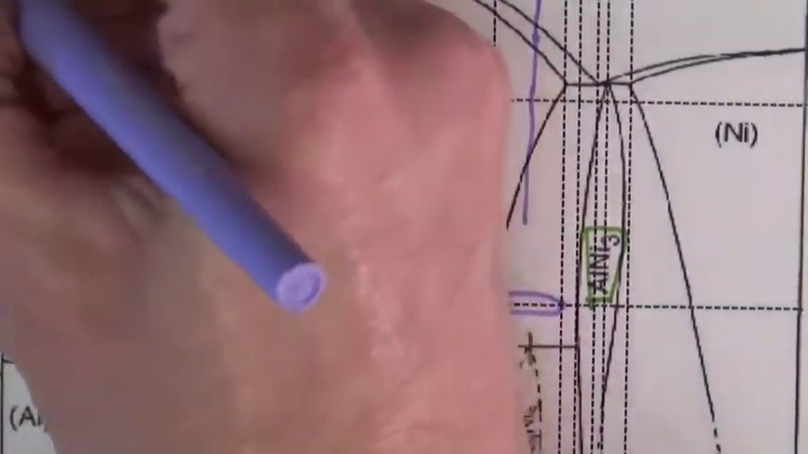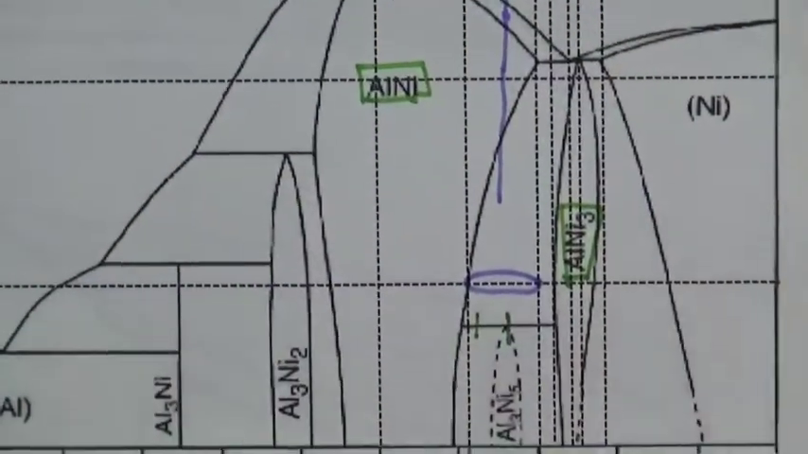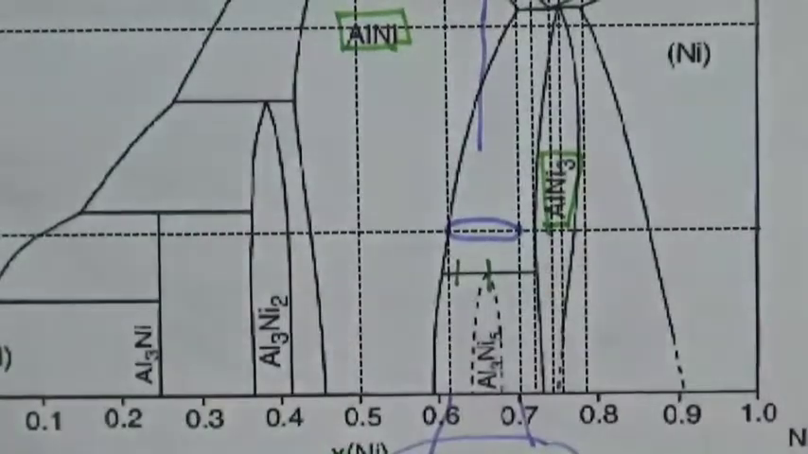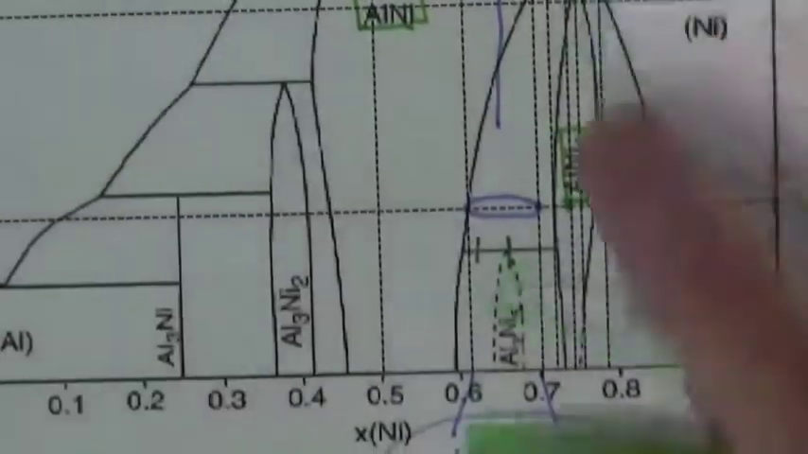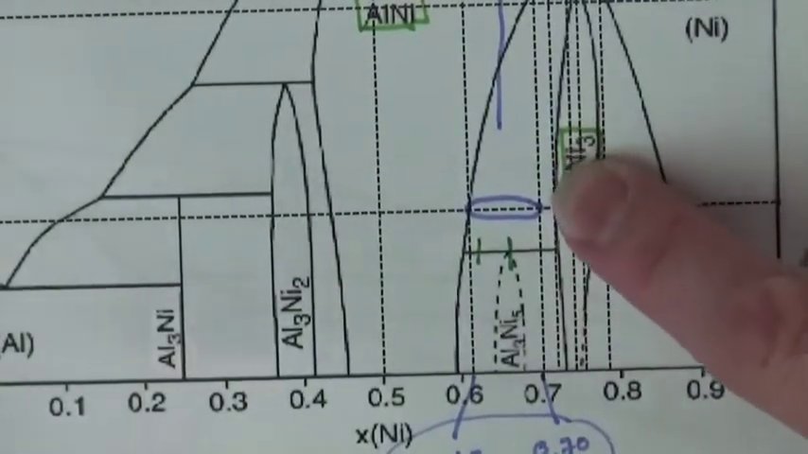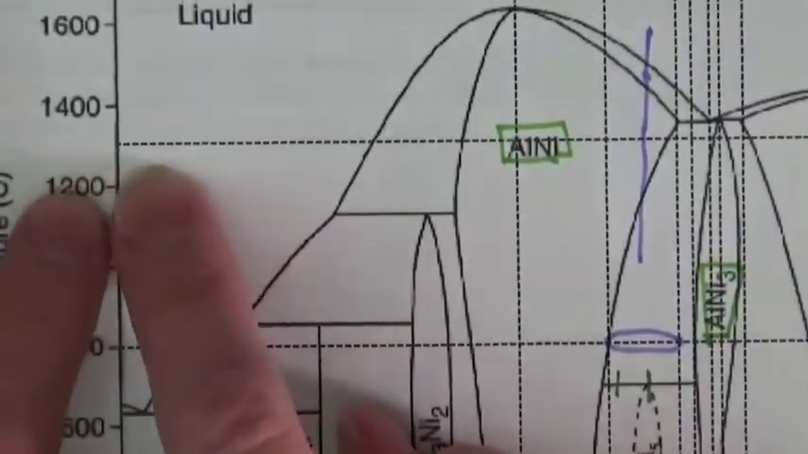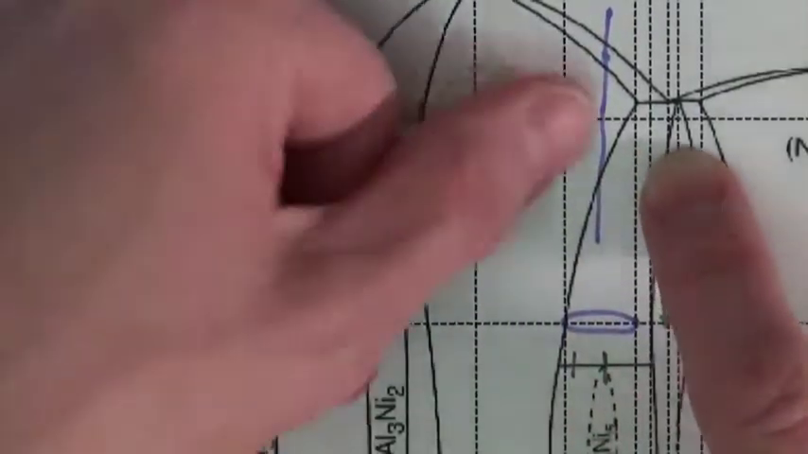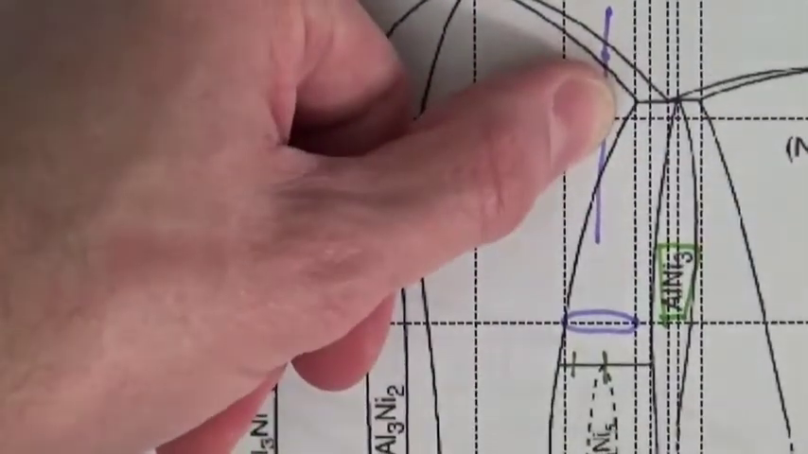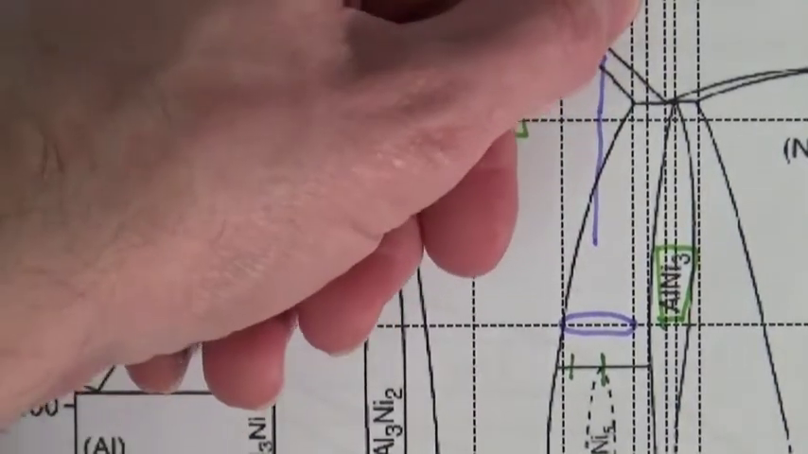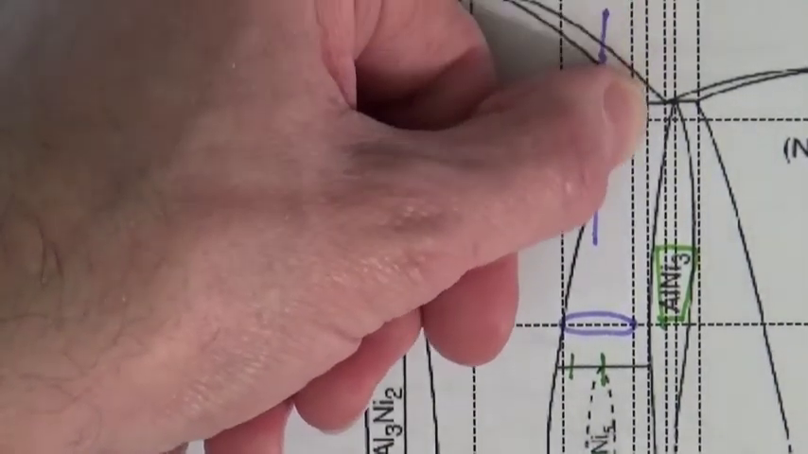That range goes there. So the next question is at a different temperature, and I chose that other temperature to avoid kind of this hump. At 1,300, which is right there, what compositional range yields aluminum nickel with eutectic microstructure? So there's aluminum nickel, and then it forms a eutectic.